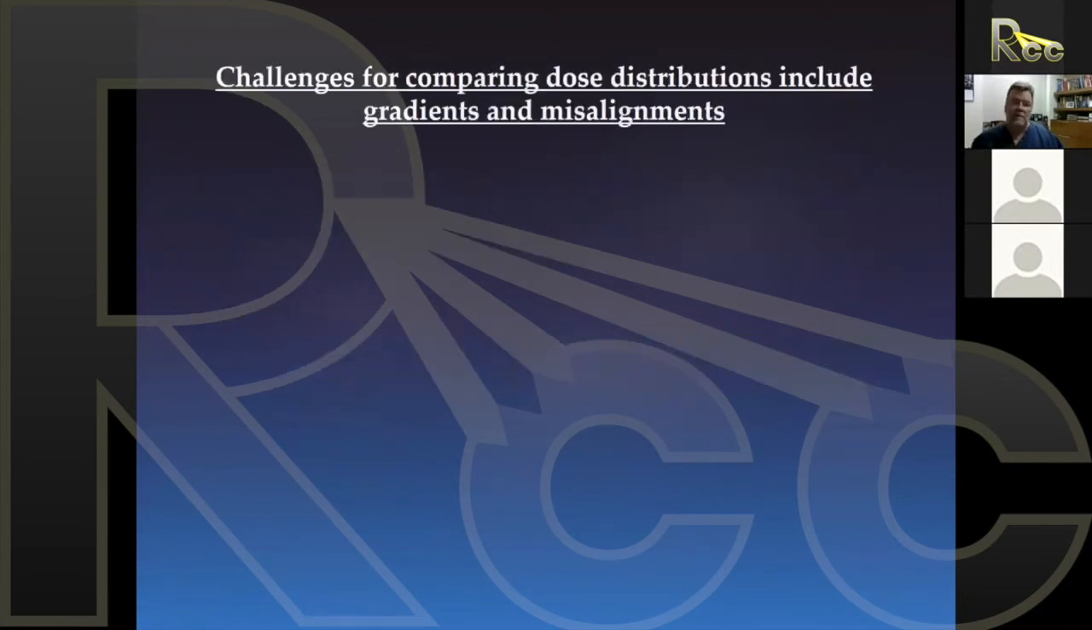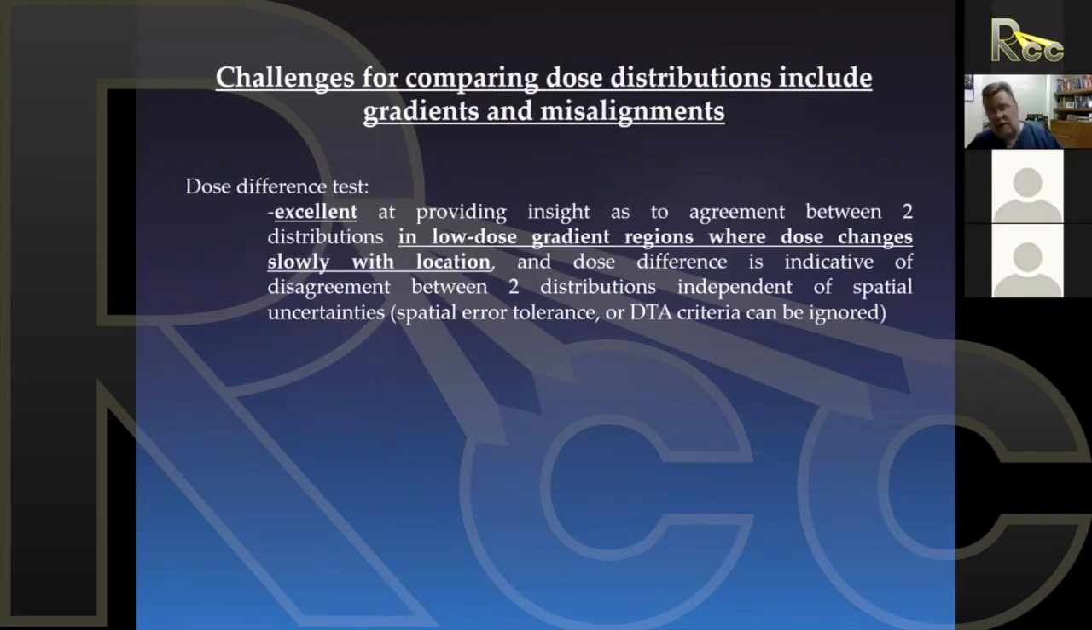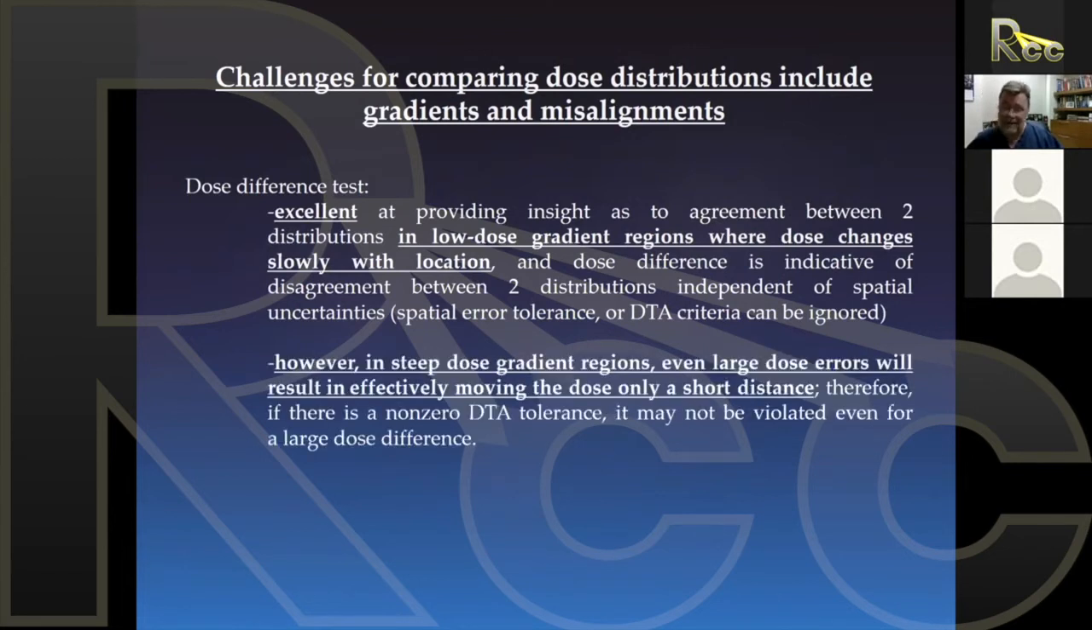All right. So there are some challenges for comparing dose distributions, and these include gradients and misalignments. If we look at the dose difference test, this was an initial test. This was excellent in the low dose gradient regions where dose changes slowly with location. But in the steep gradient regions, even large errors will result in effectively moving the dose only a short distance. So it's not necessarily a robust test for what we need.